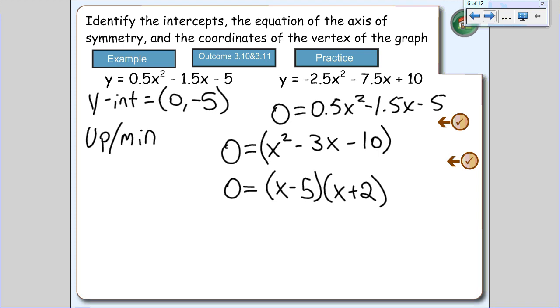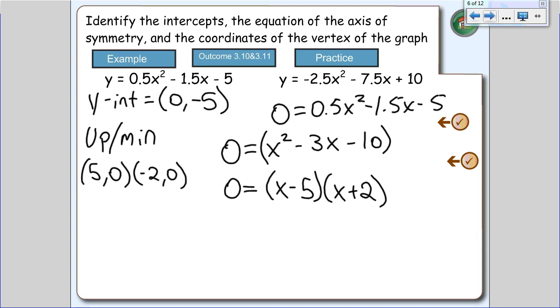Good question. What does your discriminant find, you guys? How many solutions? Does it tell you where they are? No. A solution is an x-intercept. Good. That's what we need to remember. Okay, where are our x-intercepts? Positive 5 and negative 2. Awesome. Those are our x-intercepts.